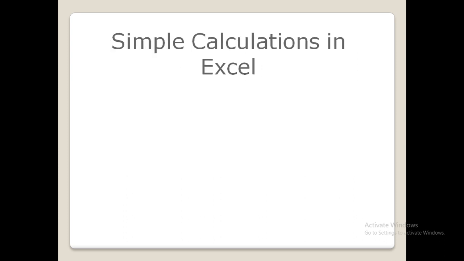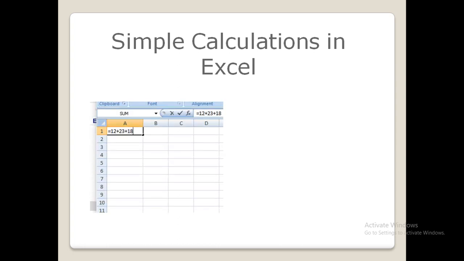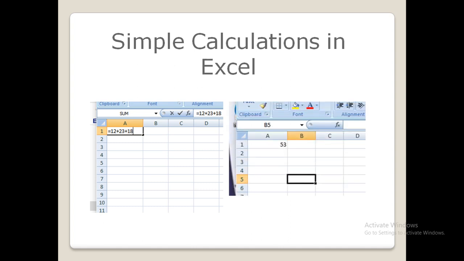Next comes simple calculation in Excel. How can you perform a simple calculation? You can directly add values in a cell to obtain their sum. Suppose I have typed here equal to followed by the values and operator. The values are 12, 23 and 18 and my operator is the plus sign. Then press the enter key. You will get the result of the formula as displayed on the screen. So 12 plus 23 plus 18 gives you 53. In this way you can do simple calculation in Excel.